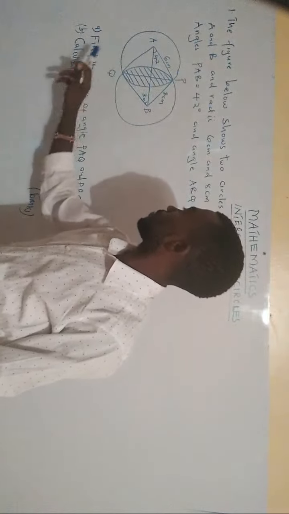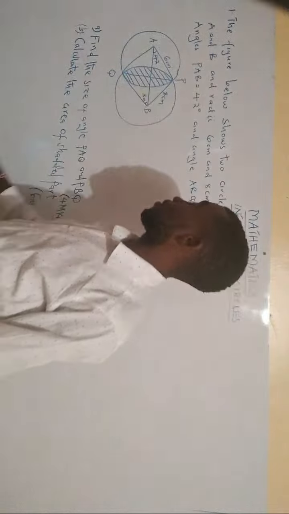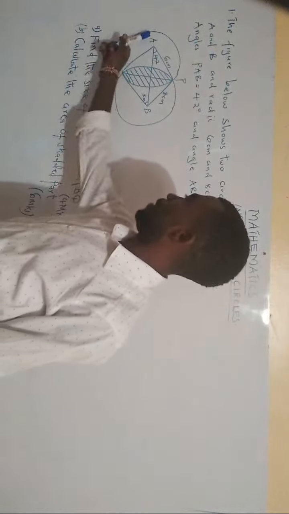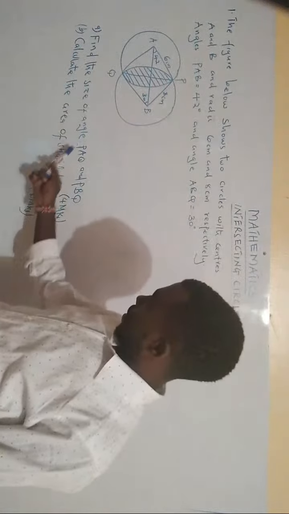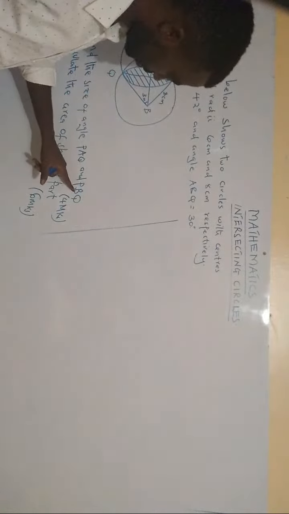AP is 6 centimeters, that's the radius, and the radius of the other circle with center B is 8 centimeters. We have line PQ, then we have line AB. Find the size of angle PAQ and PBQ.